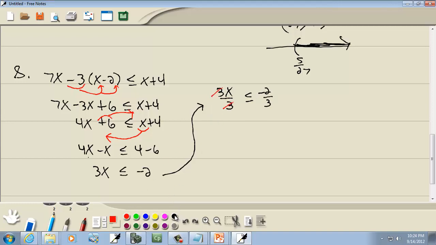Threes would cancel there. And we got x is less than or equal to negative 2/3. Now it's less than, so it's going to negative infinity. Infinities always have parentheses. Now it's specifically a less than or equal to, which means this has to be a bracket.